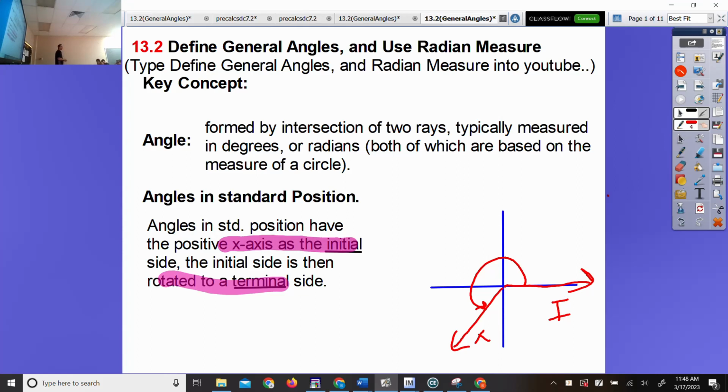I rotated through 2 full quadrants. How many degrees did I cover when I rotated through 2 full quadrants? 180, because each quadrant's 90. And then I rotated about halfway through quadrant 3. 45. So I rotated 180 and 45. How many degrees of rotation did I just show? 225. This is a 225 degree positive angle.